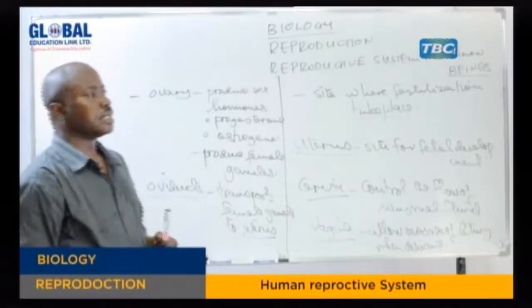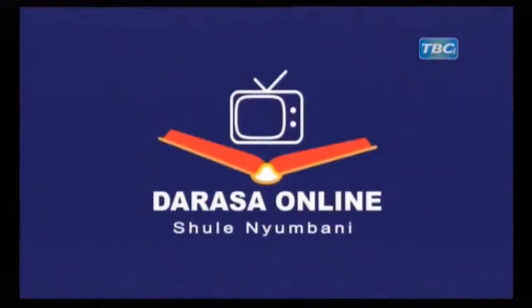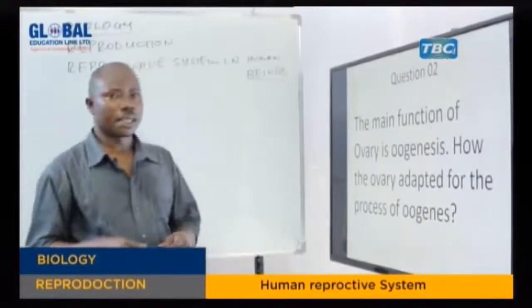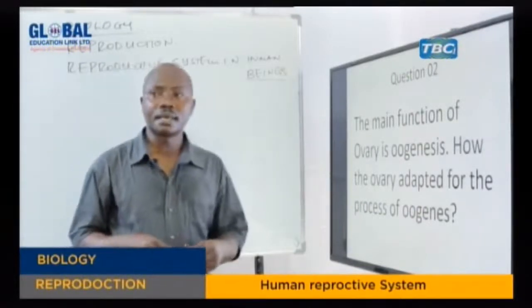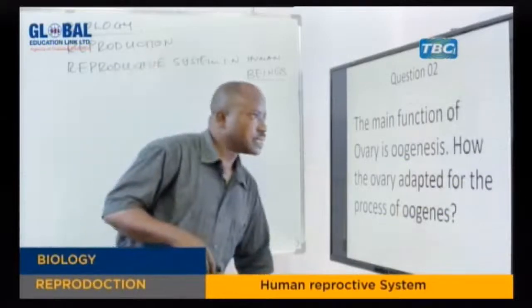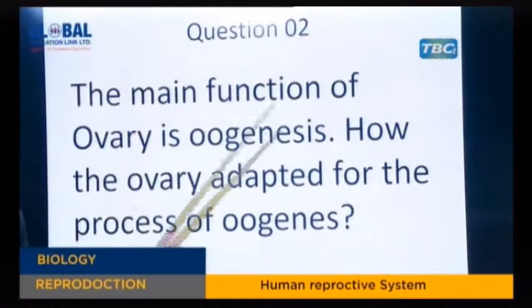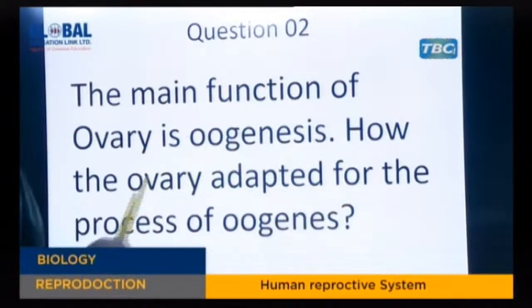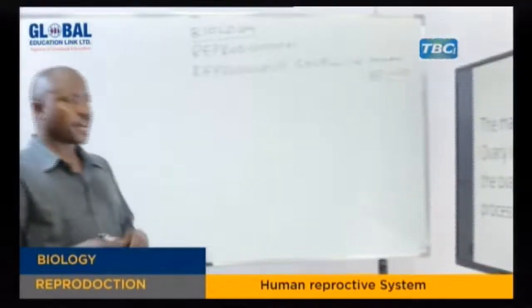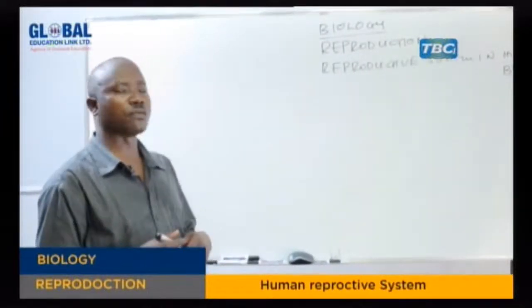Let us see the second question and how we can answer it. You are watching Darasa Online. Let us see the second question that can arise from the female reproductive system and how it can be answered. This question reads as follows. The main function of the ovary is oogenesis. How is the ovary adapted for the process of oogenesis?